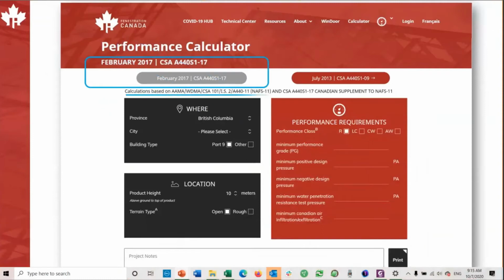This is what the calculator looks like when you get to it. And it's important to note that you can access either the new or the older version here, depending on which button you click. If you clicked this button, for example, you might end up in the July 13 calculator. So before using it, check to make sure that you are using the February 17 calculator that goes with the CSA A440S1-17, as shown here in the blue box. And these are calculations based on NAFS 11 and the Canadian supplement to NAFS 11.